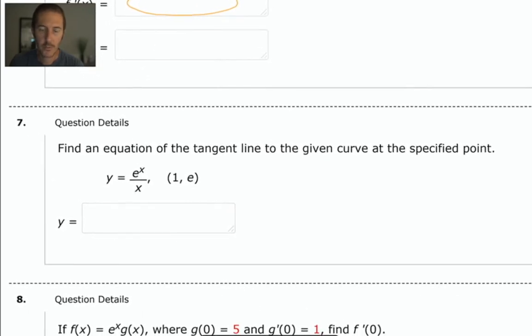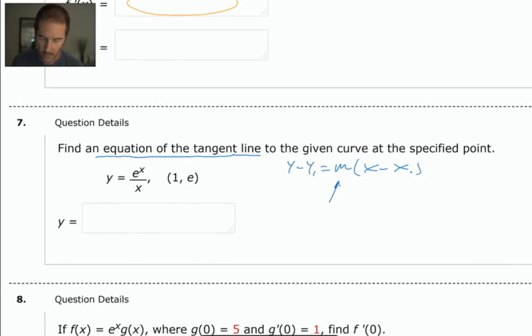Find an equation of the tangent line. So here you're going to use the quotient rule to take the derivative. And remember that in order to design the equation of a line, you need y minus y1 equals m times x minus x1. Here is x1, y1, which is nice because that means all you need is the slope.